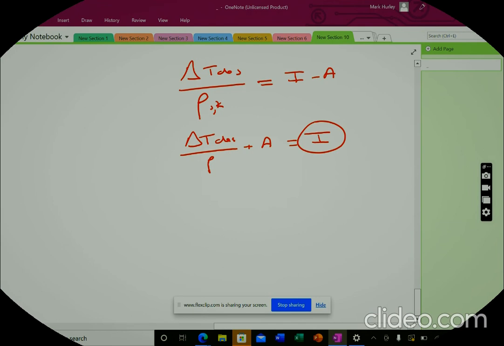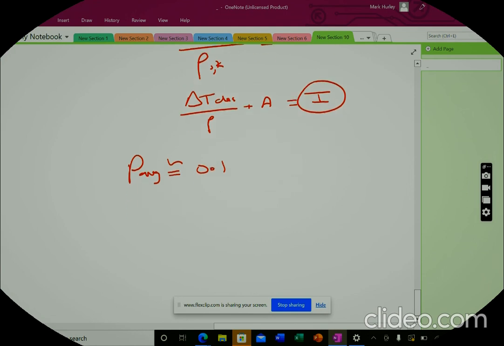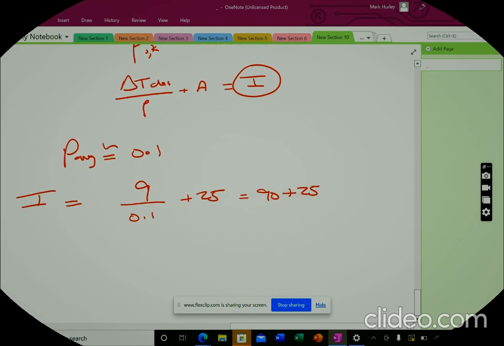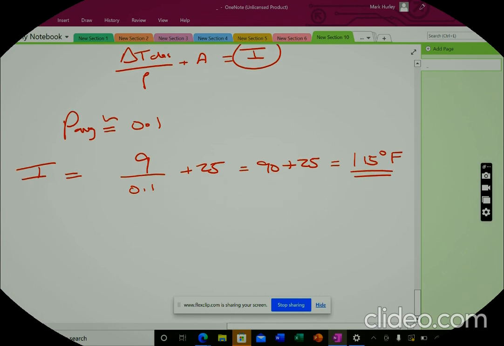So now, using our average proportion, we're going to assume for simplicity it's 0.1. Using our design parameters, I equals 9 divided by 0.1 plus 25, because that's our A, ambient. 90 plus 25 gives us a temperature of 115 degrees. That's the water temperature we need to get the average temperature of the slab to 34.